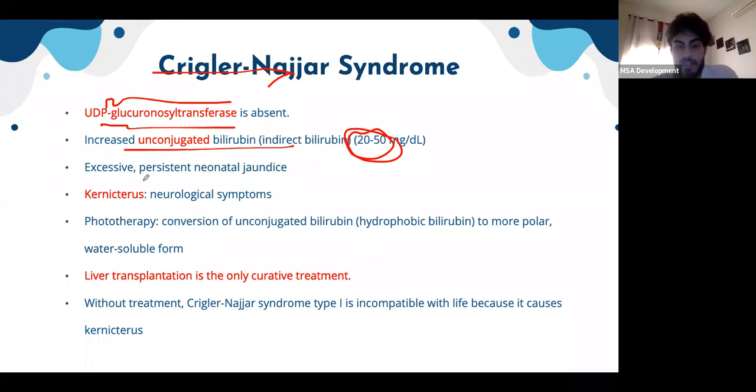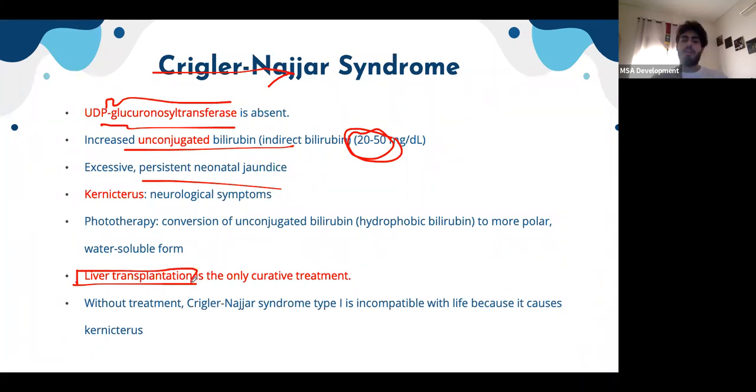So we get excessive, persistent neonatal jaundice. Kernicterus, again, we said, is irreversible brain damage. It can happen. And the only curative treatment for this disease is liver transplantation. So we have to give them a whole new liver, because the deficiency in the enzyme is so severe that they need to change the whole liver. The enzyme, which is UGT, responsible for bilirubin metabolism, is not working. So without treatment, Crigler-Najjar syndrome is not compatible with life. So it's a very serious disease. Okay.